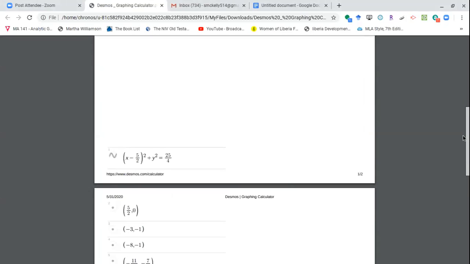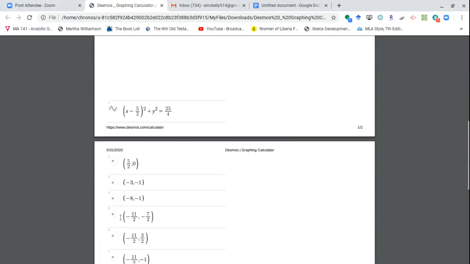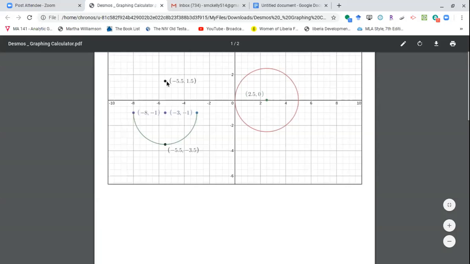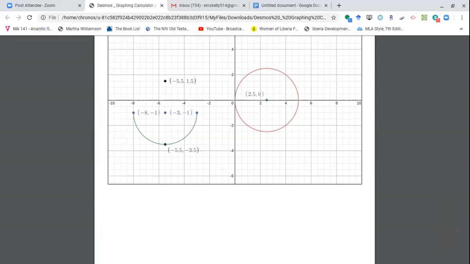Now I'll explain where the -7 halves and the 3 halves and the 7 halves came from in a second, because originally I had graphed the whole circle and then I removed it. But I left the point up here so you could see it, because this circle goes all the way around, yes? Yes. Now the radius is still the same. So the radius is still 5 halves, or 2.5 units, okay?